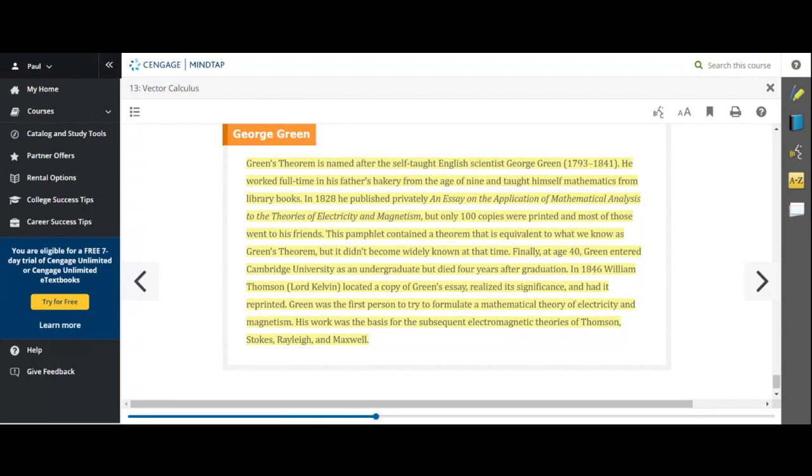How many have heard of George Green before now? Has anybody heard of him maybe in another class? Okay, well, I just thought it'd be nice for you to learn a little bit about him. Okay, well then let us proceed on and look at a few examples.